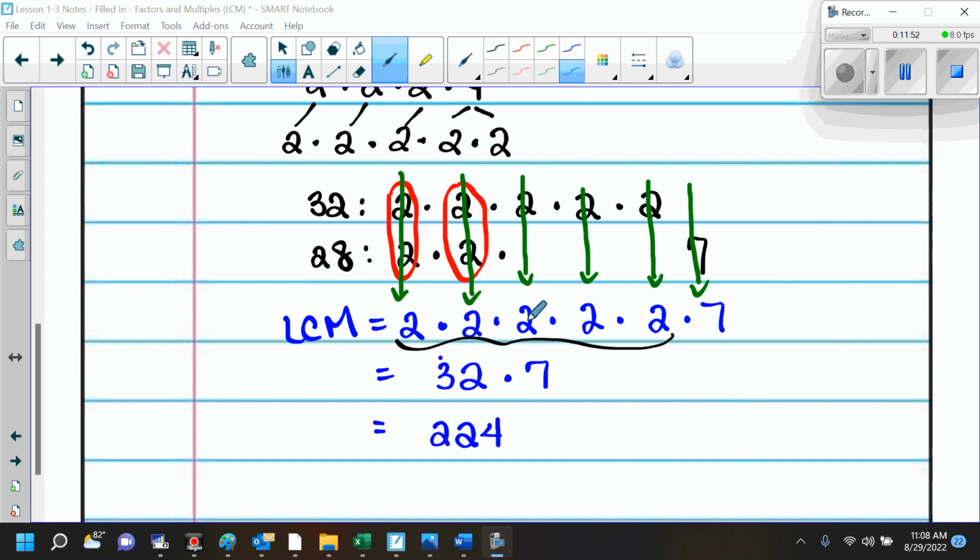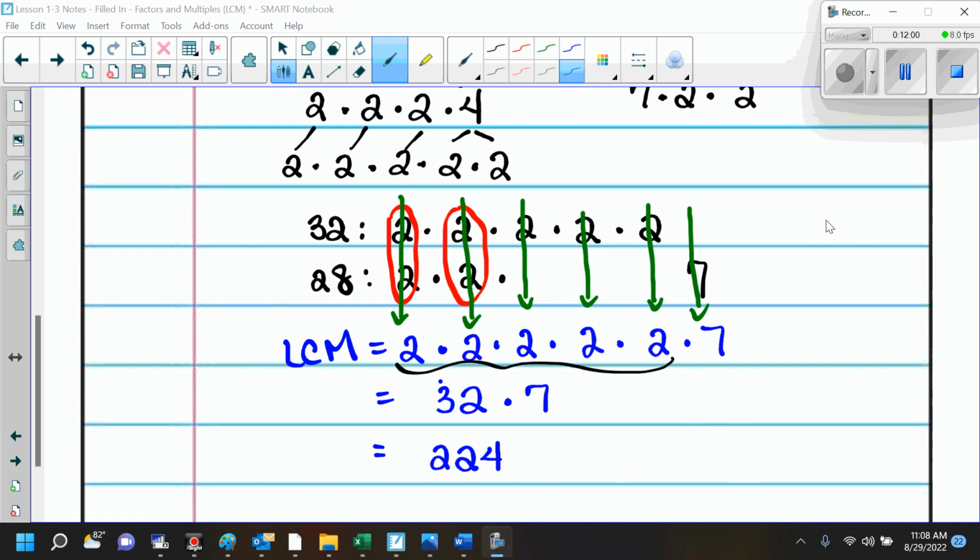So 2 times 2 times 2 times 2 times 2, that's 32, times that 7 out there, that gives us 224. Does everybody get it? So, once again, would you want to make a list all the way out to 224? That's the reason why we are using prime factorization.